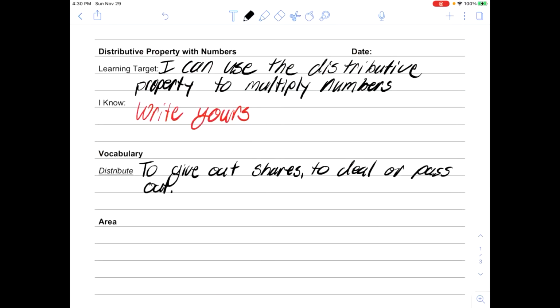For today's video, we're going to talk about how to multiply numbers using the distributive property. So our learning target today is: I can use the distributive property to multiply numbers.